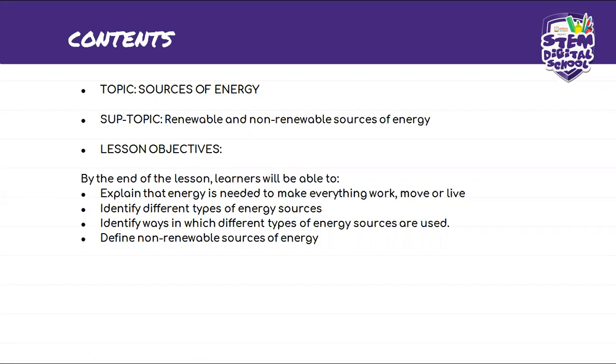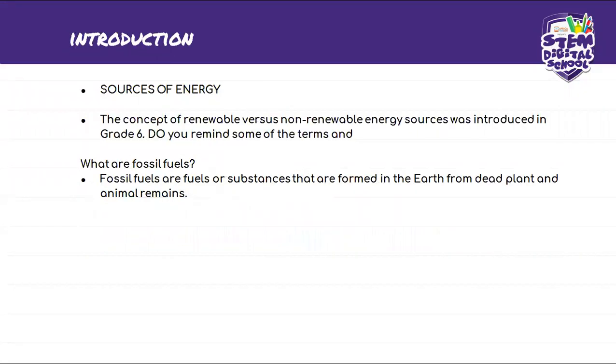By the end of the lesson, we are going to look at what explains that energy is needed. Just like the various objectives we had yesterday, identify the various types, identify ways in which different types of energy sources are used, and define renewable and non-renewable as we go through. So you remember this one, this is just what we did yesterday.